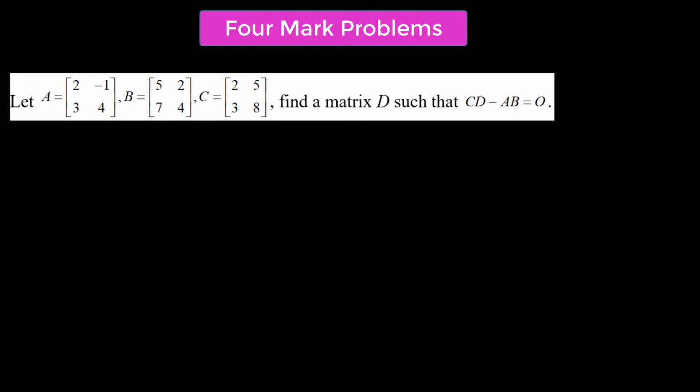In this question, we are provided with 3 matrices, A, B, and C. All of them are 2 by 2 matrices. Then we are provided with an equation CD minus AB is equal to the 0 matrix. So using this equation and the 3 matrix values, we have to determine the value of our matrix D. So let D be a 2 by 2 matrix, this is only going to make the multiplication possible. So let D be a 2 by 2 matrix with elements.